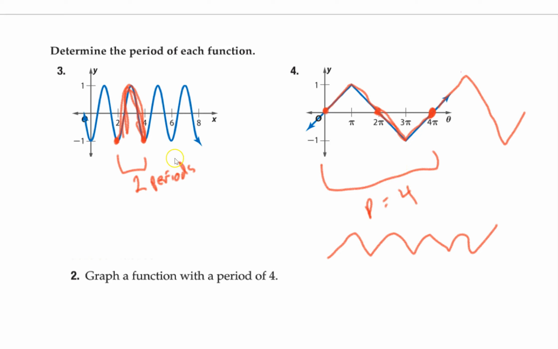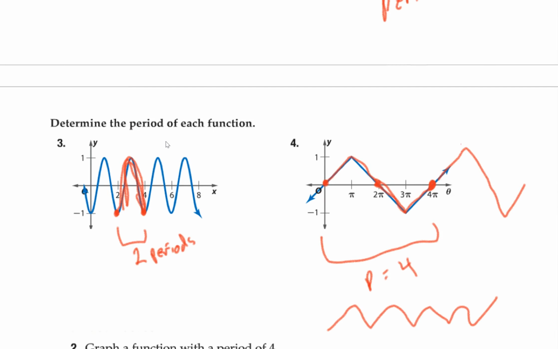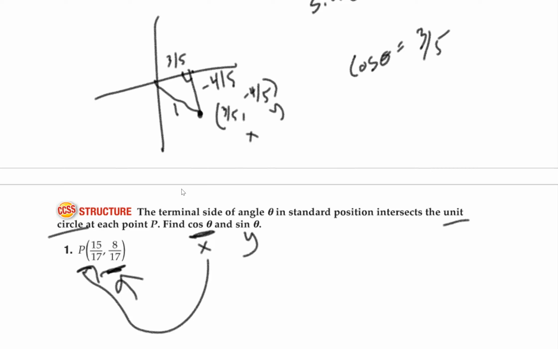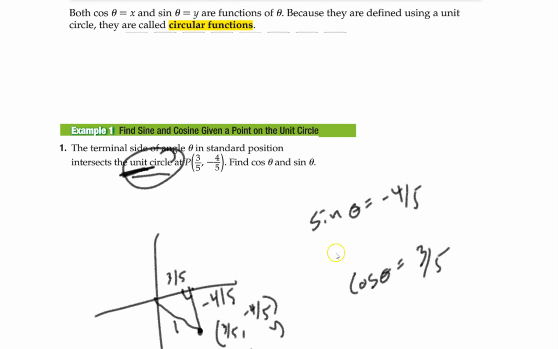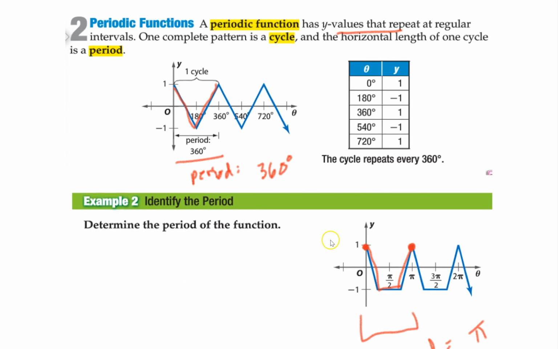And that's all a period means. That's all a periodic function is. A function that repeats itself. Why are we learning this? Because when we start graphing sine and cosine next section, those two things are going to be periodic functions. Same thing with tan. They just mean graphs that repeat themselves because they're built off a circle.